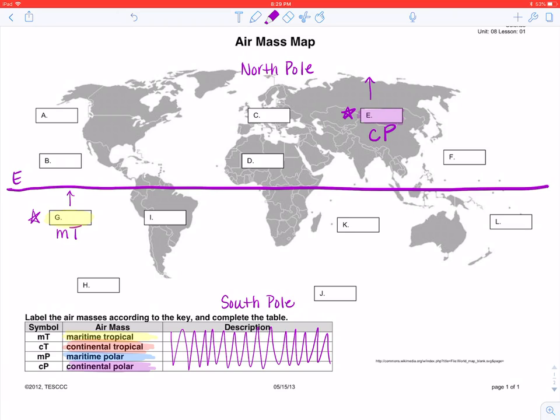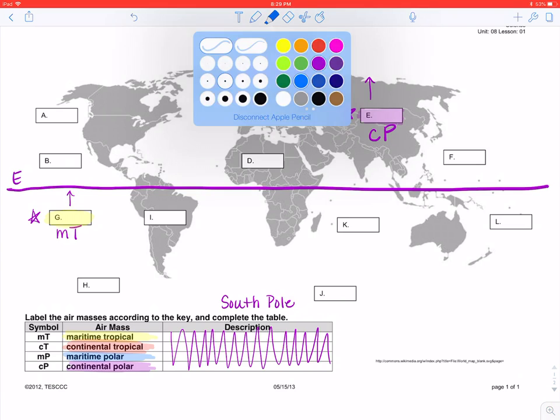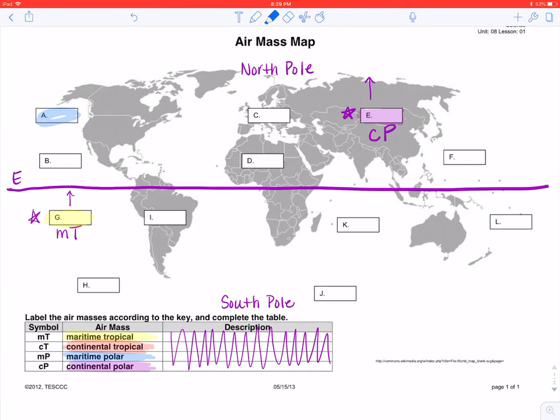I want you to pause the video and complete the rest. When you're done, you can unpause the video and check your answers. Okay, let's check our answers. Letter A, it's over water and it's close to the North Pole, so it would be maritime polar, so it should be blue.